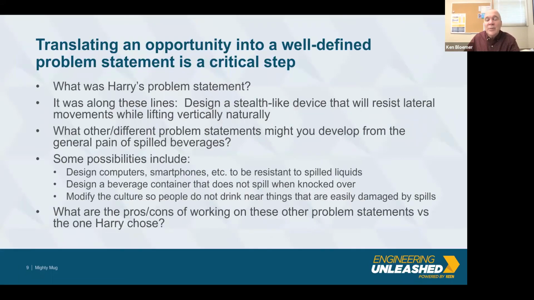And so this is where Jonathan really helps out the cases in that, okay, so this is something, in my opinion, that's missing in many design steps, where you stop and say, well, am I working on the right problem? And so here we stop and say, so Harry's design statement or problem statement is like, I want a stealth-like device that resists lateral movements while lifting vertically naturally. But there's other problem statements. You could say, I want to design everything on my desktop that's important to be water resistant, or whatever. So there's other problem statements. So there's good learning here as well.